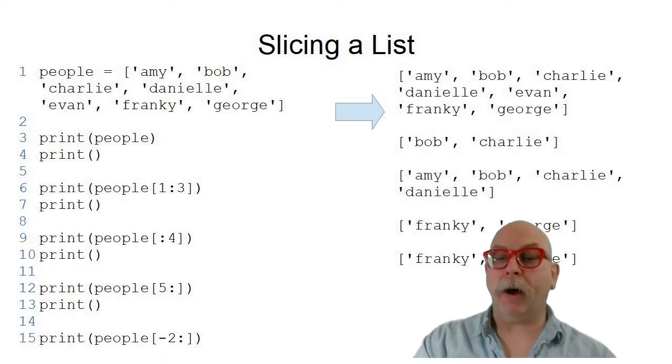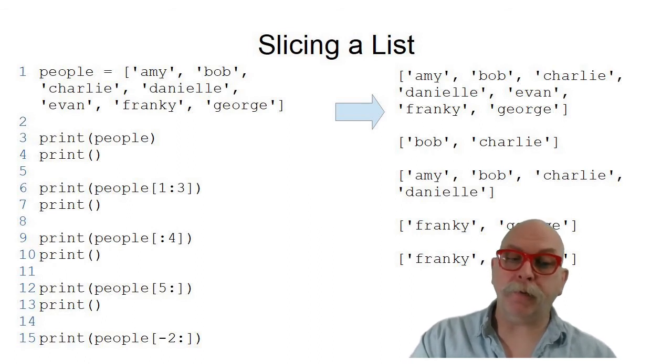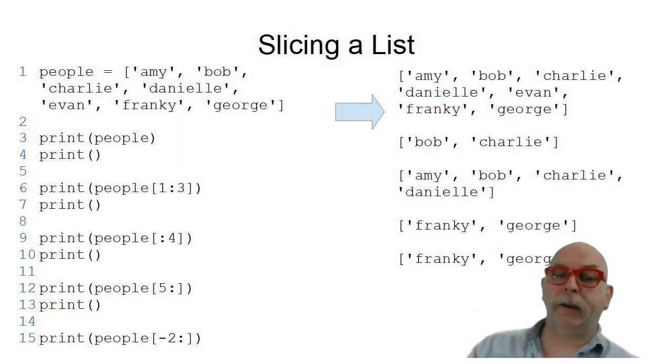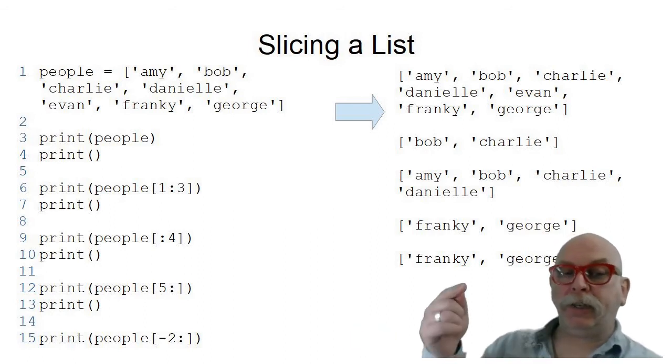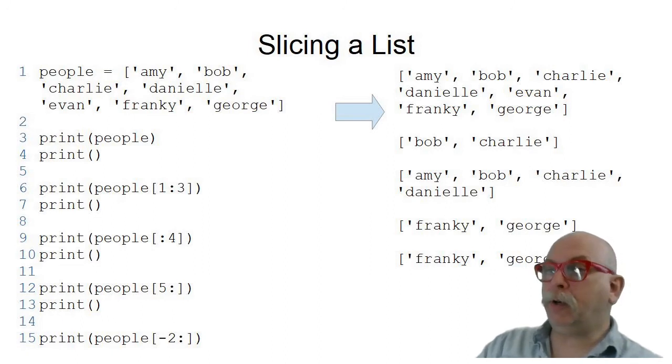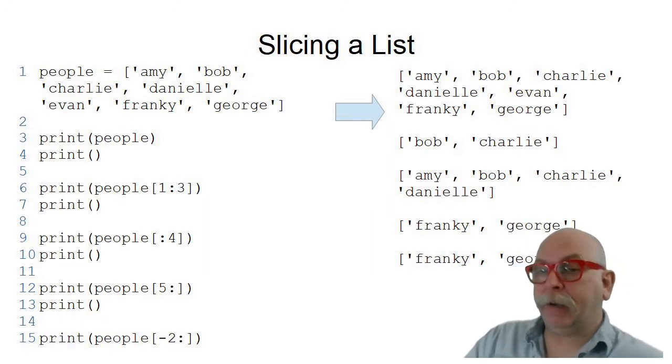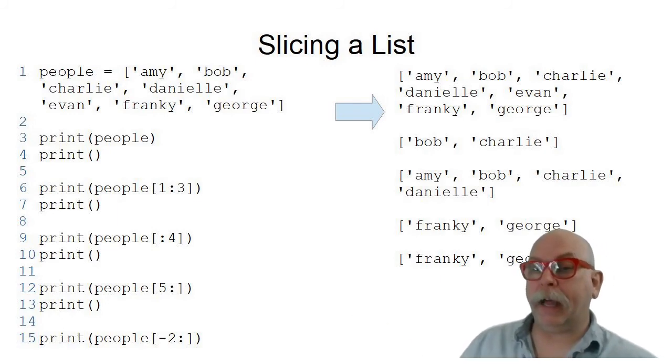You can see that on line 12, we start at position 5, start at index 5, and move to the end, and you see that we got Frankie and George. And you can also see that I said start at position -2 and give me to the end, which would give me the last 2 items. If you wanted the last 5 items of a list, you could say -5 colon, like we did on line 15.